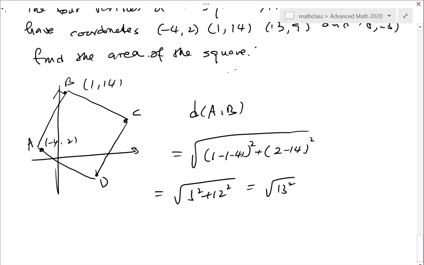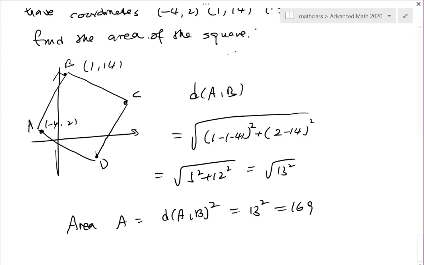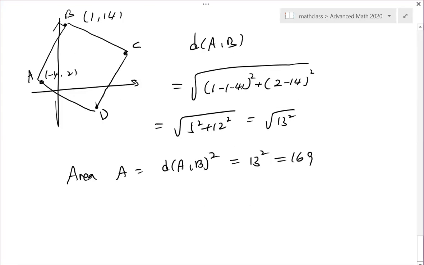Okay. So the area A is going to be this squared. It's 13 squared. It's 169. Okay, good job. So be confident. Don't put a question mark there. Okay, answer is answer. All right. So this is how we find the area.